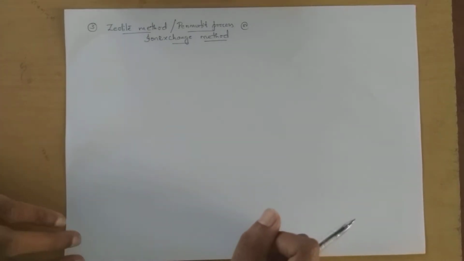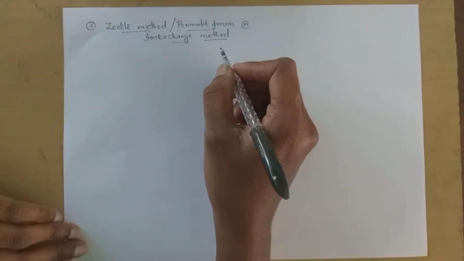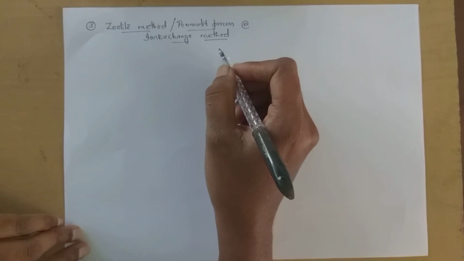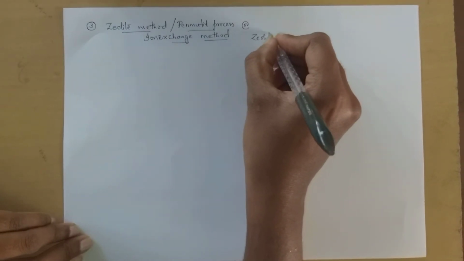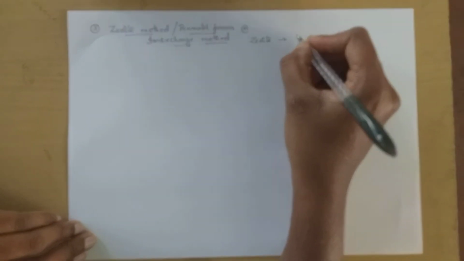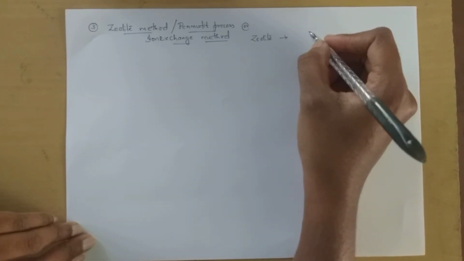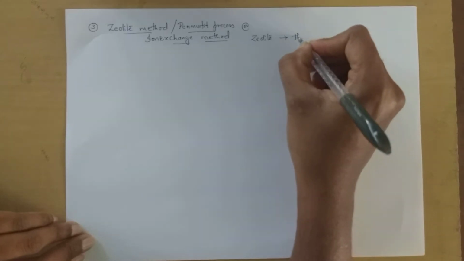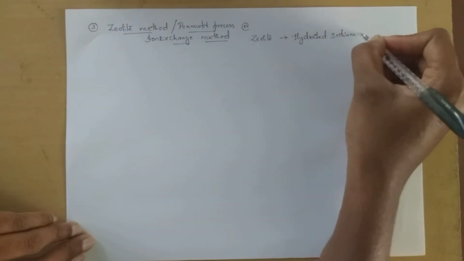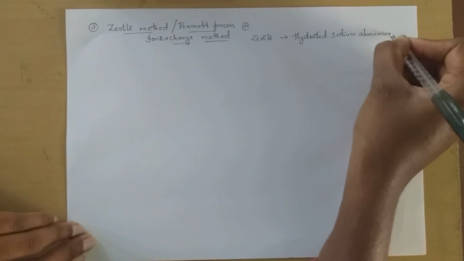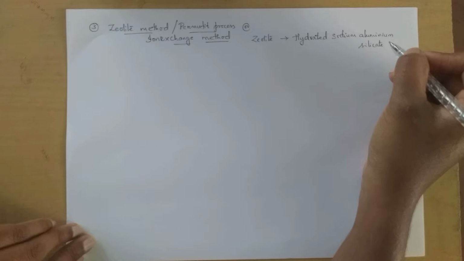Now the next method is the zeolite method, or permutit process, also called the ion exchange method. Here we are going to use zeolite, a chemical used to remove the permanent hardness of water. So what is zeolite? Zeolite is hydrated sodium aluminium silicate. By using this zeolite we can remove the permanent hardness.